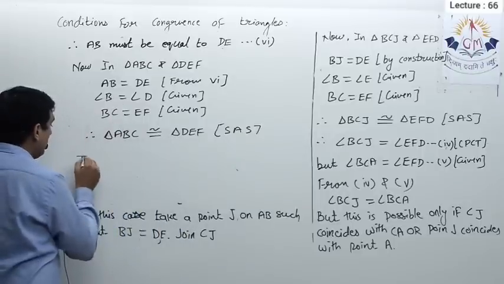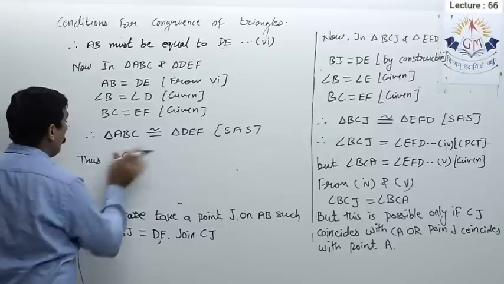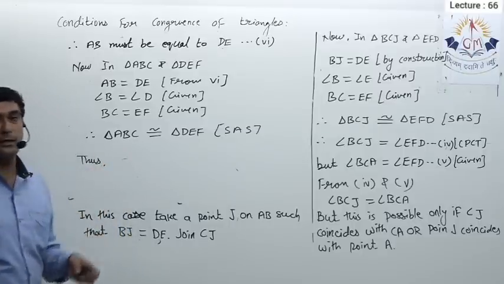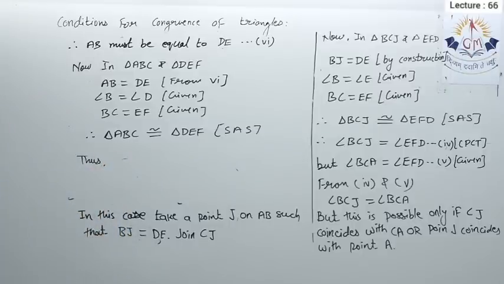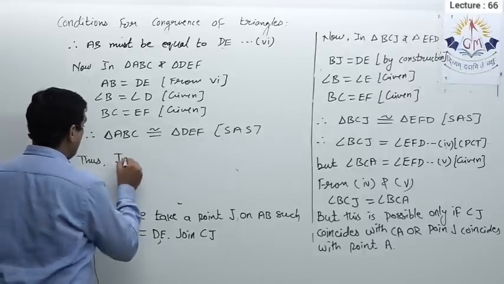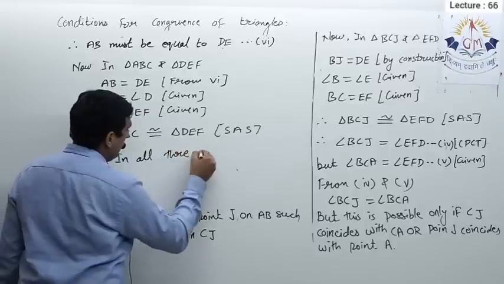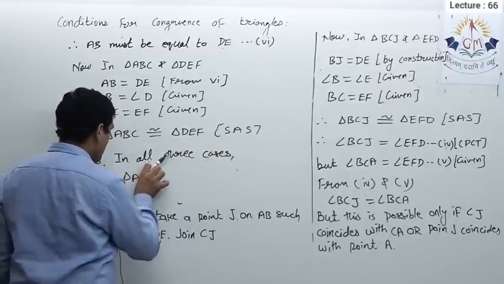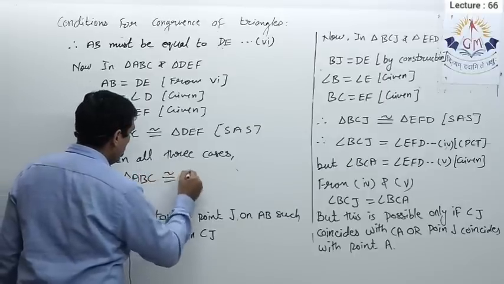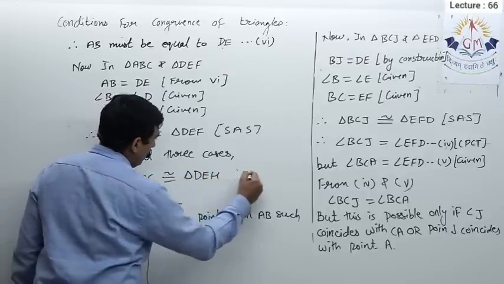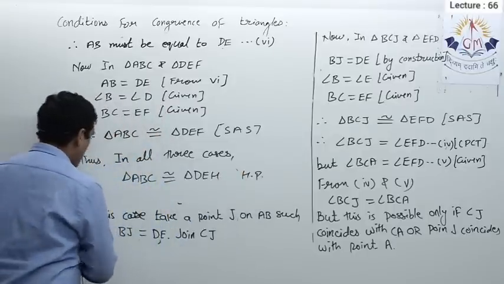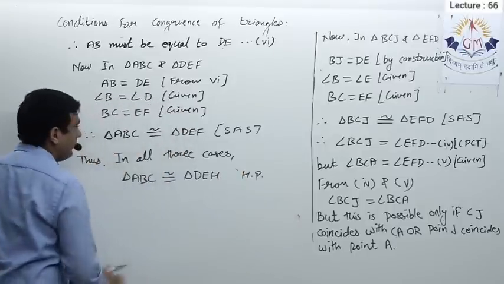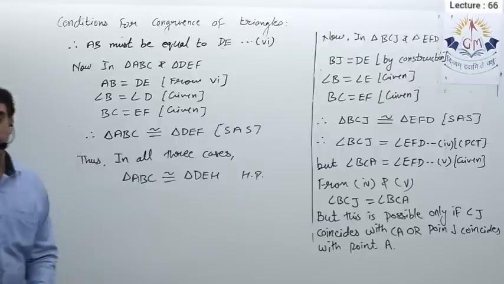Thus in all three cases the triangles are congruent, so we can say this criterion is good. In all three cases triangle ABC is congruent to triangle DEF, hence proved. So that is the proof of the first theorem, that is angle side angle.